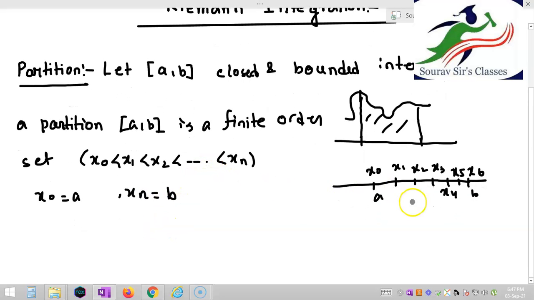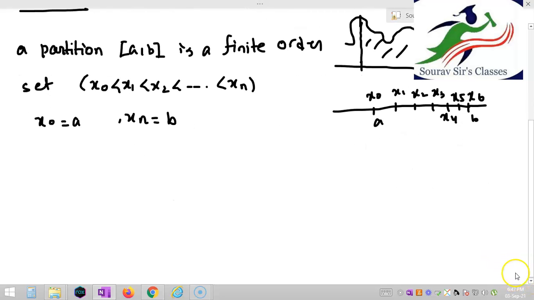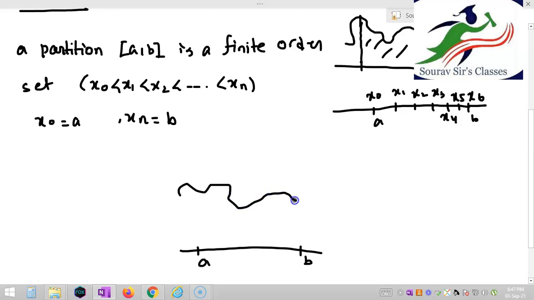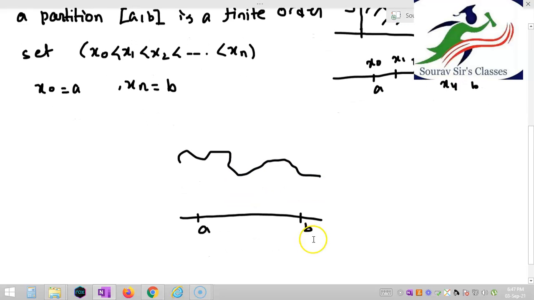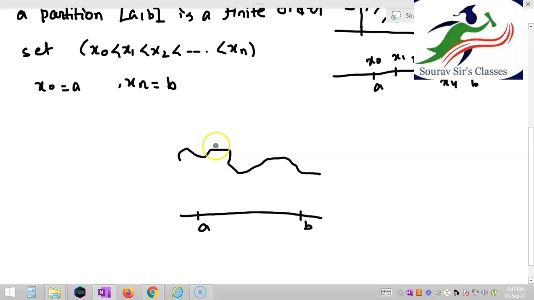Now let's talk about Riemann integrability and where we need this partition. Suppose this is our closed and bounded interval [a, b], and this is our function f. We can see that we have chosen a bounded function, and it is also a continuous function.